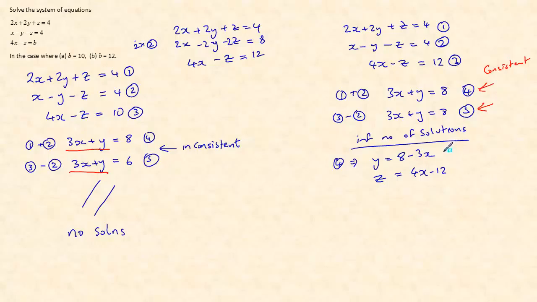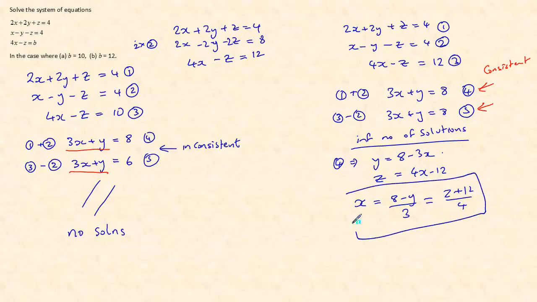So this one here would give me that x is equal to 8 minus y divided by 3. And this one here would give me x is equal to z, add 12 divided by 4. And these are the Cartesian equations of a straight line in 3 dimensions. We can readily turn that into a vector equation.